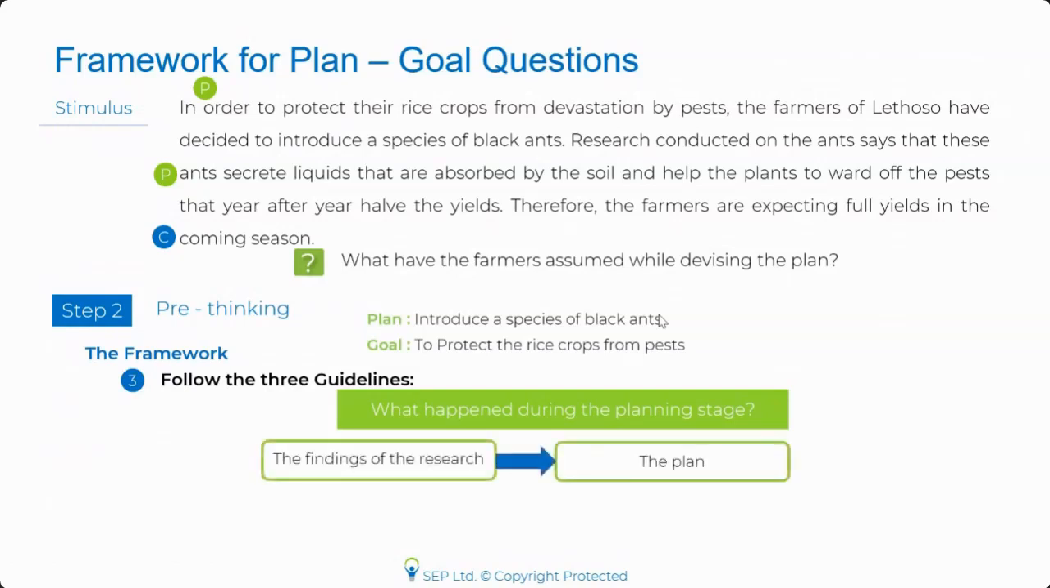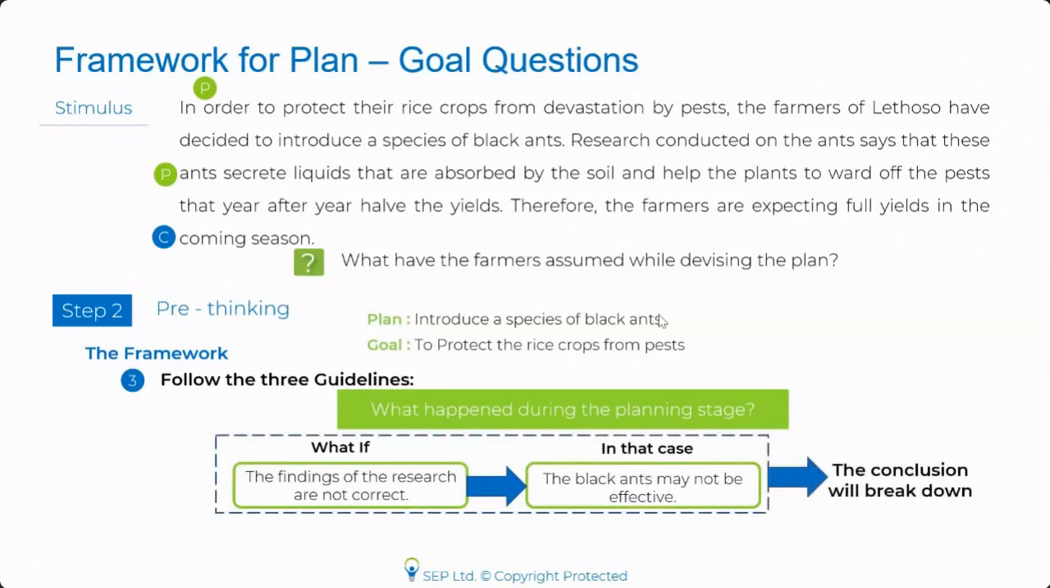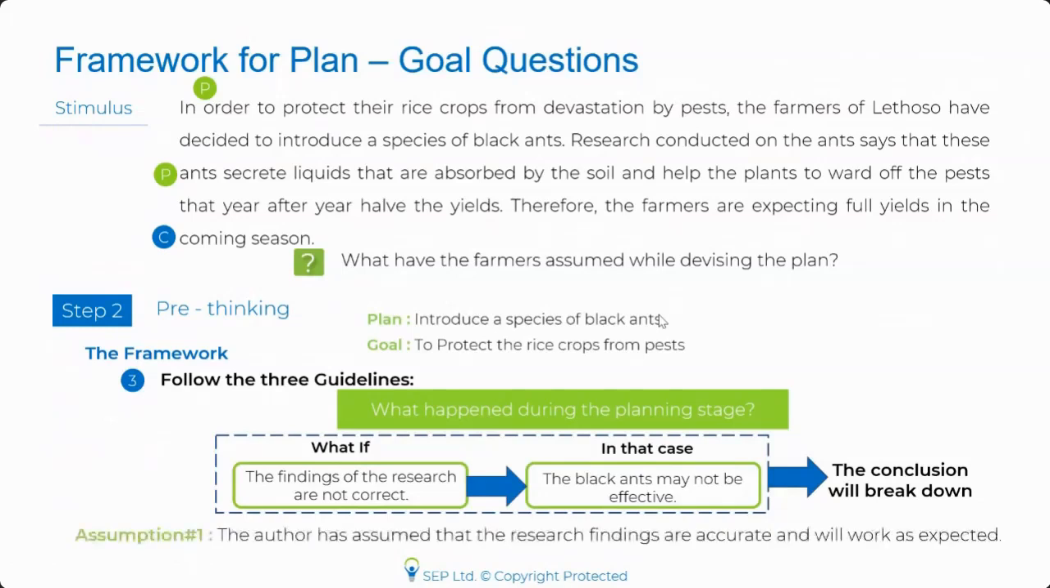In this case, for example, the plan is based on the findings of the research. According to the research, the secretions will help the plants. But what if this third-party finding is not correct? Third-party findings are open for debate. We know that. So what if the findings of the research are not correct? In that case, the black ants may not be effective, the conclusion will break down, and the yields may not be full. Therefore, the first assumption the author has made while planning is that the research findings are accurate and will work as expected.